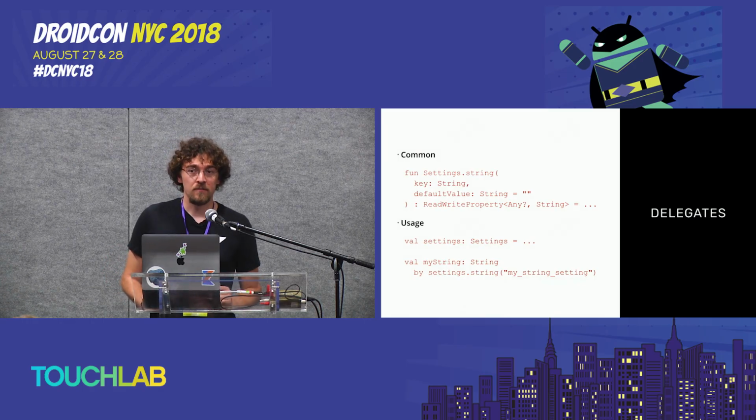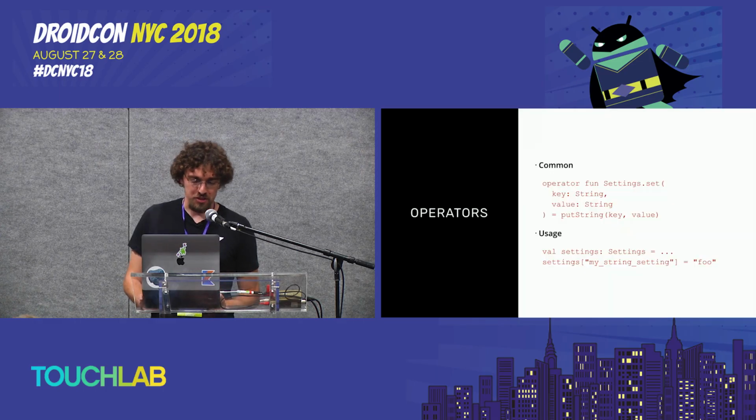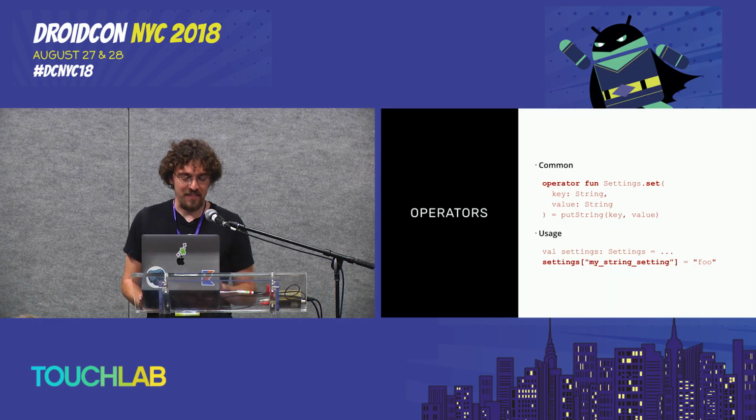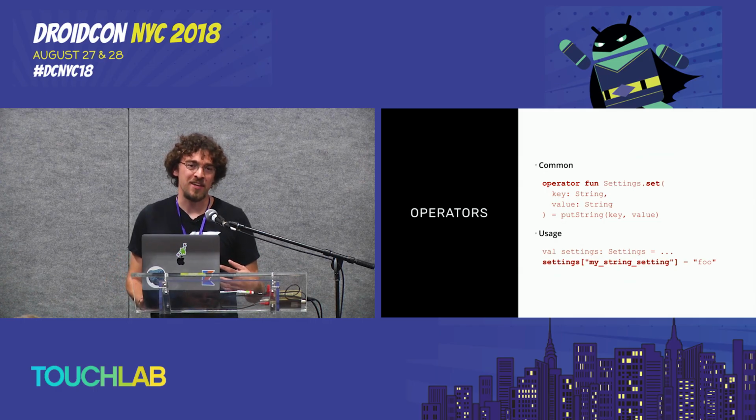Once you have those platform APIs in place, you can start to do some other more powerful things from your common code that you just have to code once. I have some delegates, functions that return read-write property objects, so you can use that nice by syntax. Also some operator functions, so that you can get that nice bracket syntax when you're getting and setting things. The lesson here is that once you've abstracted your platform APIs away, there's a lot of power you can get from just building things once at the common Kotlin layer.